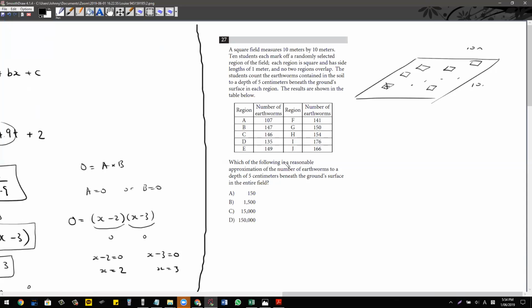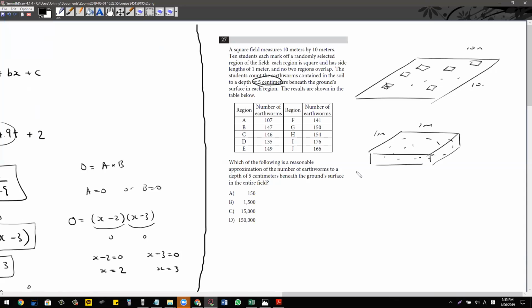Which of the following is a reasonable approximation of the number of earthworms to a depth of 5 centimeters beneath the ground surface in the entire field? So all they did was, this is the 1 meter by 1 meter, for example. You don't need to pay attention to this 5 centimeter thing. They just go deep by 5 centimeters and found the number of worms there. Yeah, destroying the worm's habitat completely.